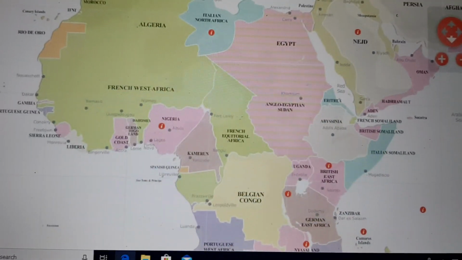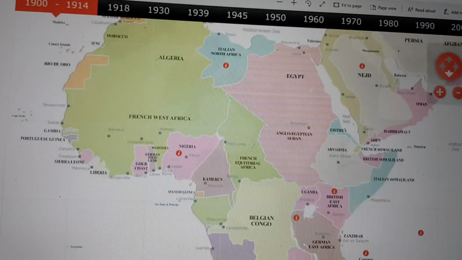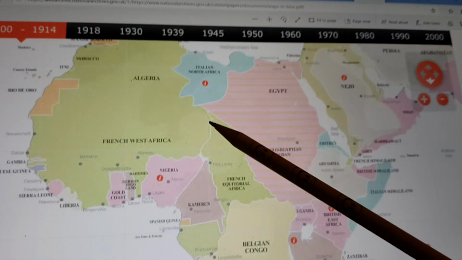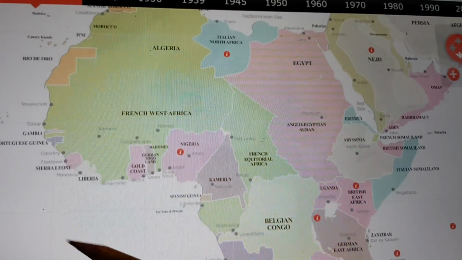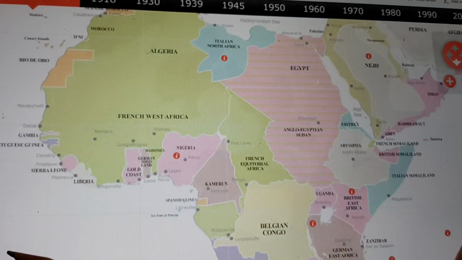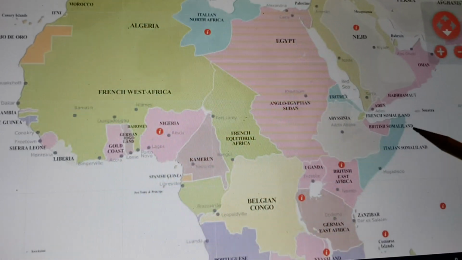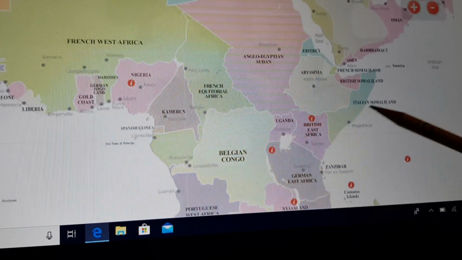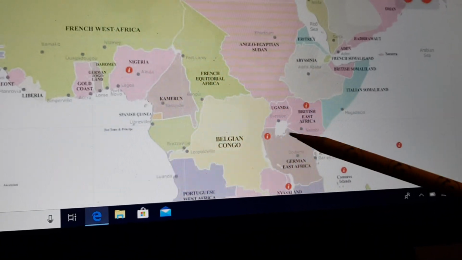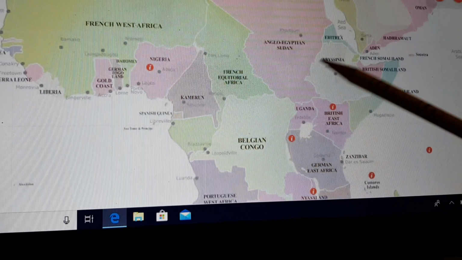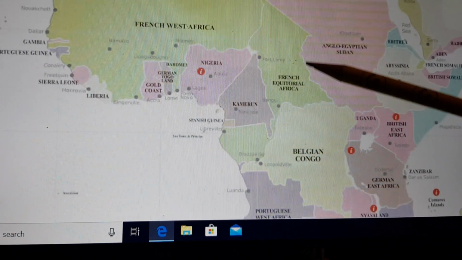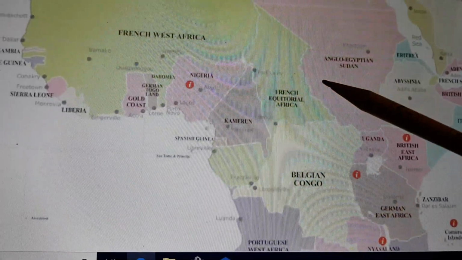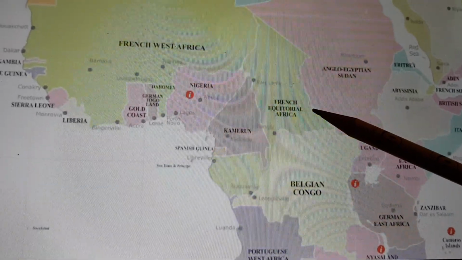And you can see, just like we had labeled here, France owning part of West Africa there, Germany, Portuguese over here, Britain owning that over here, Britain owning a piece of land here, Italy owning this over here, Belgium owning this part of the Congo right there, and French owning that land here. And if you'll notice right here, it says French Equatorial Africa.